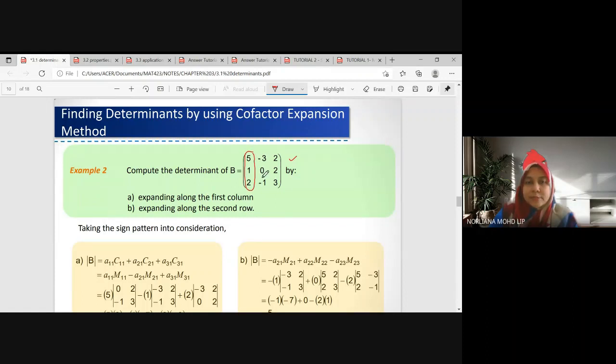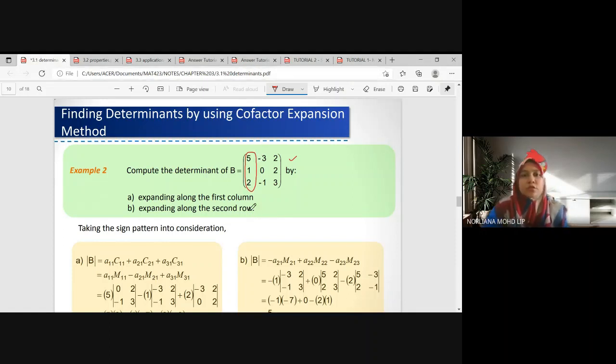Okay, normally kita akan pilih column or row with 0 entries, yang lagi senang lah. Contoh kat sini, you all boleh pilih the second column or the second row, sebab dia involve 0 entries kat sini. Tapi kat sini kita ikutlah soalan yang diberi: expanding along the first column.